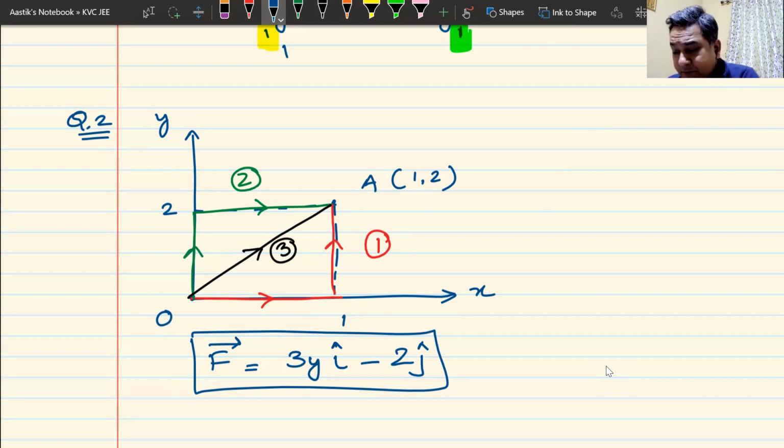Now, again, I ask the same questions. I do it in 3 different parts. Work done. Again, I have 5 options. Work done in part 1 is this, work done in part 2 is this, work done in part 3 is this, work done in all parts is same, work done in all parts are different. 5 options.